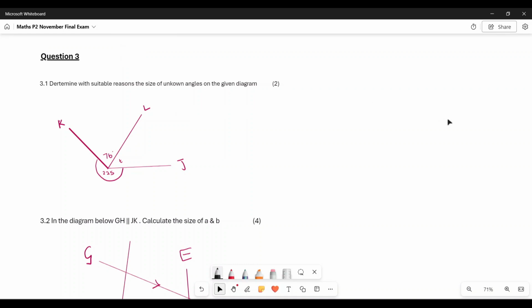So in this video, we're going to be looking into questions relating to Euclidean geometry. We're going to be solving angles, right? Angles on a straight line, angles in a triangle, as well as your parallelogram questions. All right. But for now, let us start with the first question, 3.1.